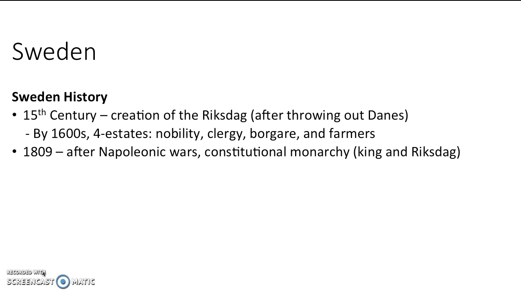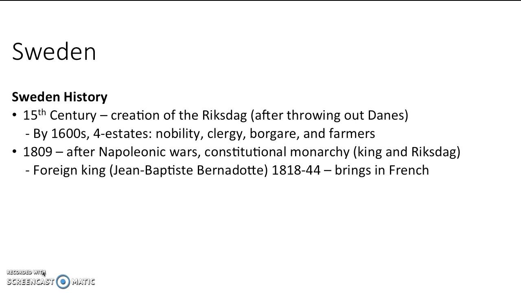Then we see in 1809, after the Napoleonic War, Sweden becoming a constitutional monarchy, similar to the UK. That means they had a king and the Riksdag existing simultaneously, and the Riksdag also had a say in legislation. They had a foreign king from 1818 to 1844, a Frenchman by the name of Jean Baptiste Bernadotte. He introduced French liberal values in Sweden, and that also contributed to democratic formations in Sweden.